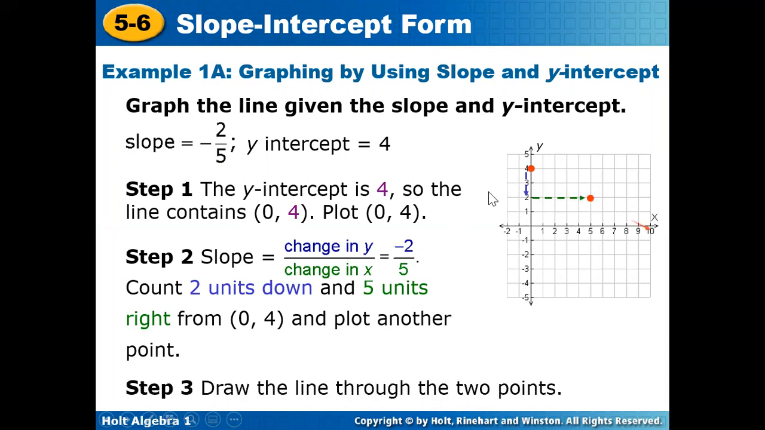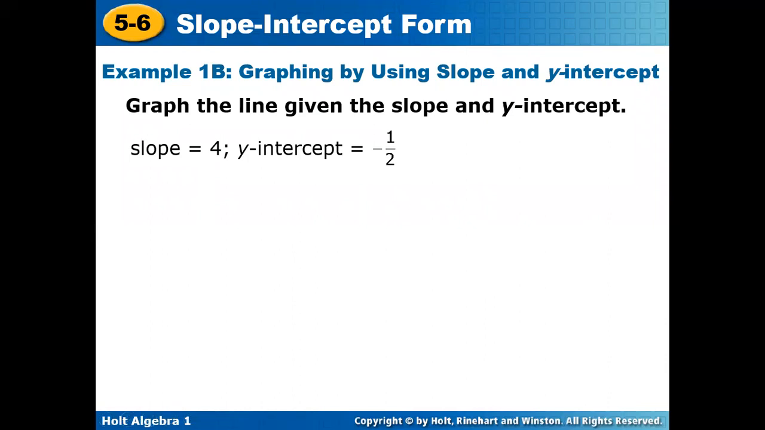And then draw the line through the 2 points. And there you go. You can graph that line if you know the y-intercept and if you know the slope. When you have your line graphed and you draw in the rise and the run, that makes a right triangle.